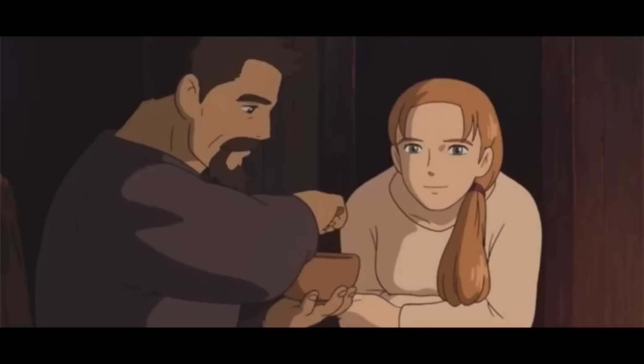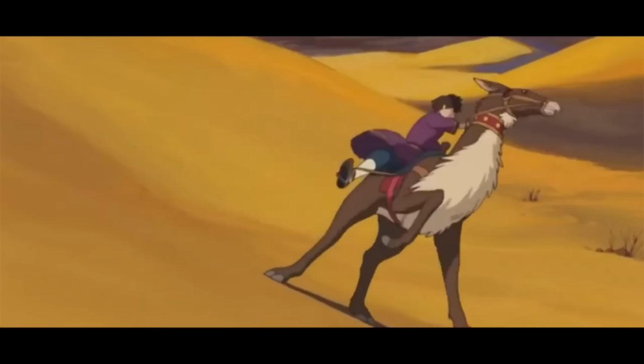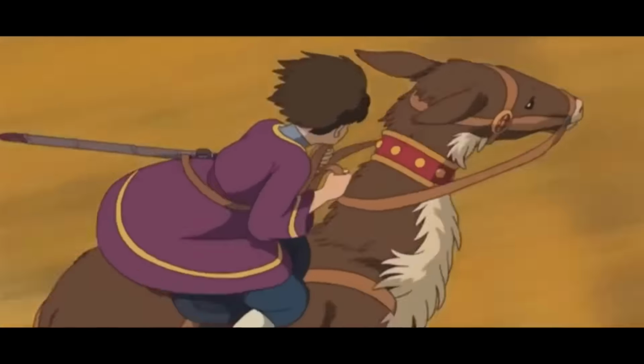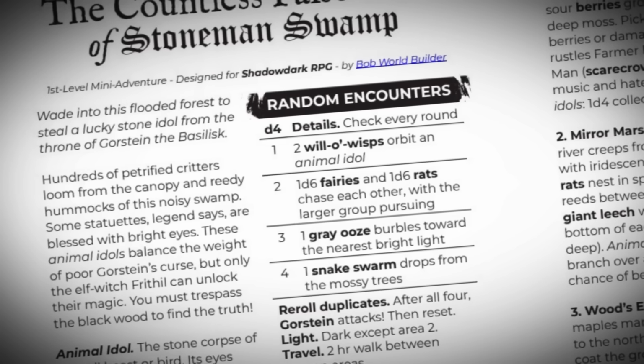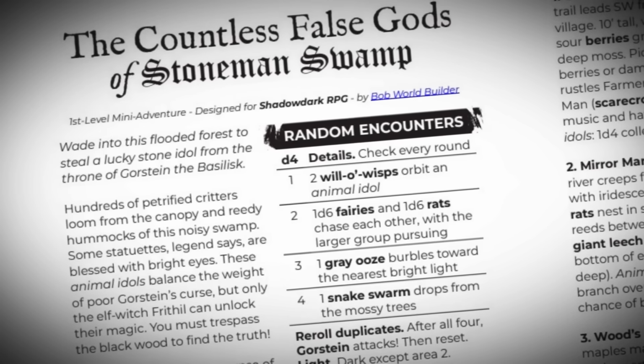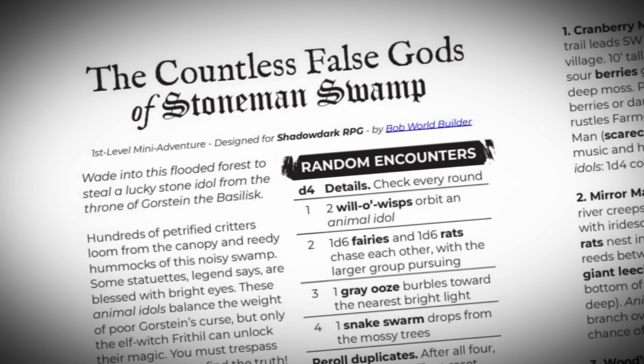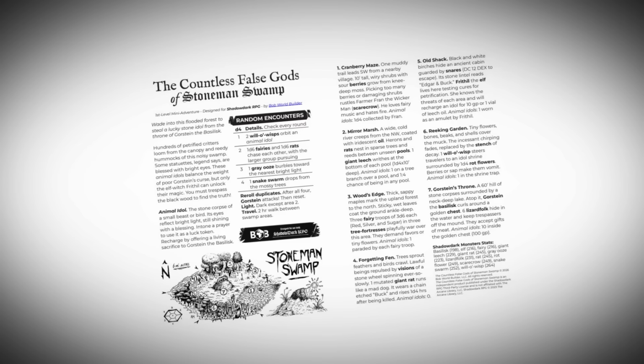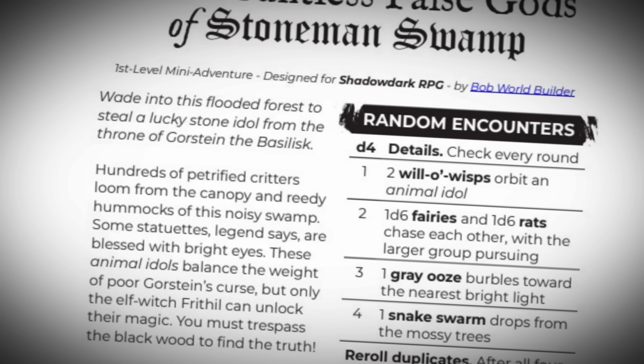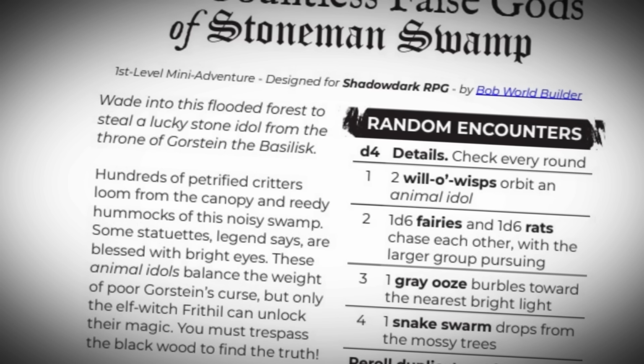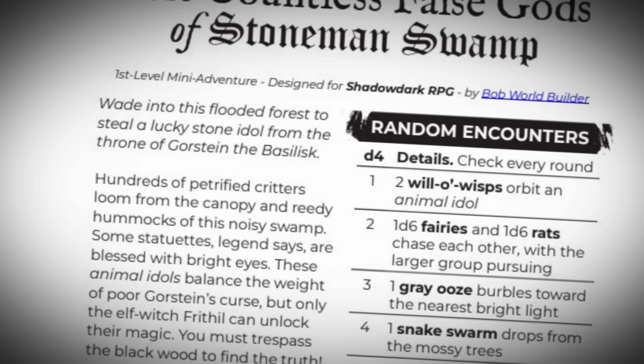This also means location-based adventures rarely have timers to build toward a big ending, but there may be timers within scenes or short quests similar to what we discussed earlier. For one example, I recently wrote a one-page location-based adventure, The Countless False Gods of Stone Man Swamp. Technically one spread of digest-size pages, where the characters are simply encouraged to, quote, wade into this flooded forest to steal a lucky stone idol from the throne of Gorstein the Basilisk.